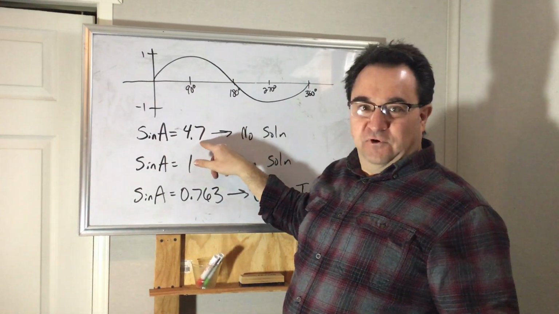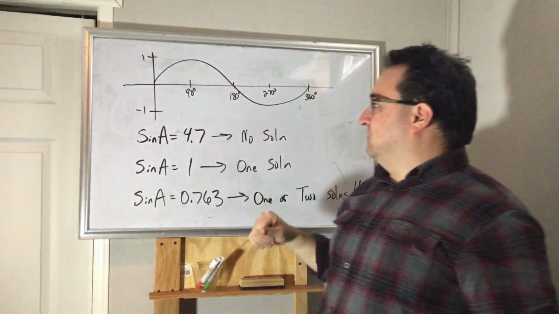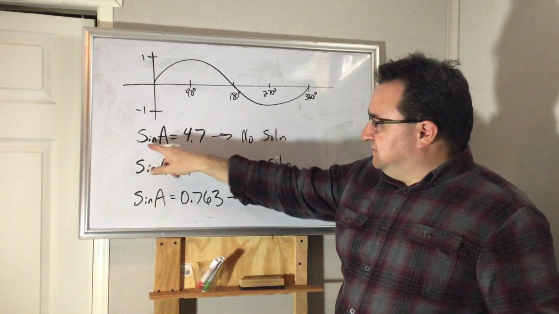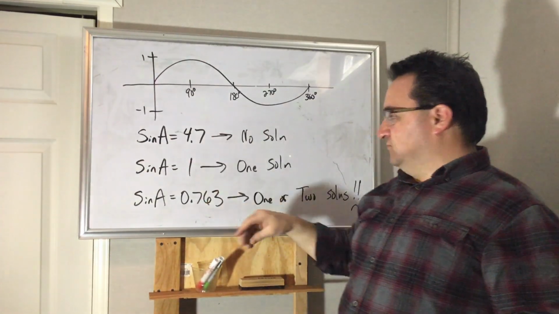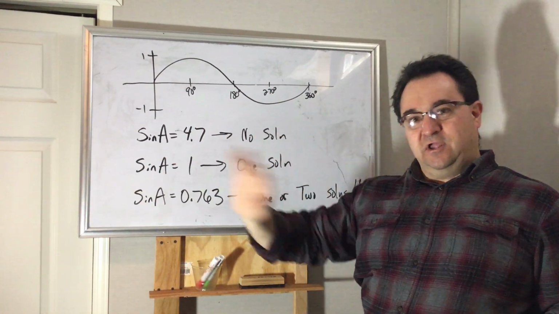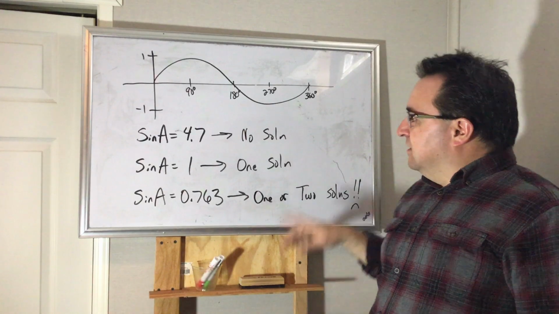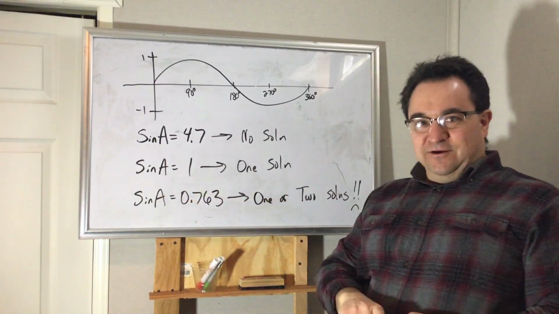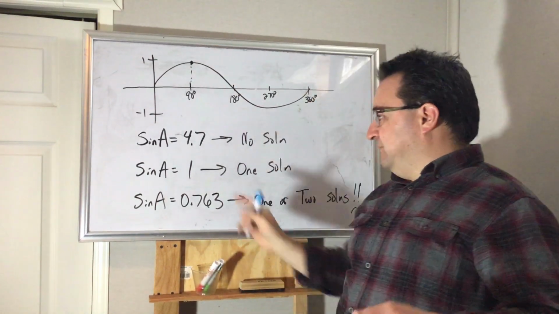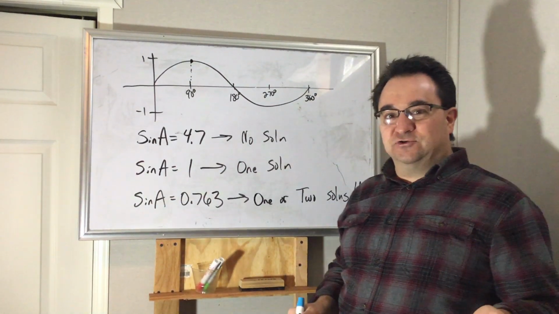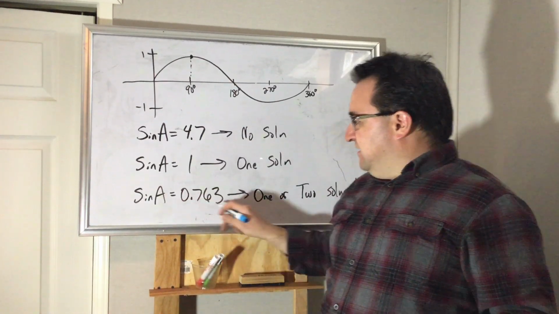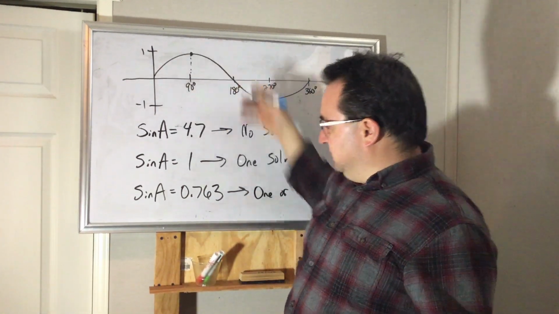Sine never goes over 1. Sine can never be 4.7. It never goes over 1. It never goes under minus 1. So if you see sine being something above 1 or below minus 1, those are the best because you're done. You just write no solution and you move on. If it's equal to exactly 1, there's only one time when that happens. That means it has to actually be a right triangle, and there's only going to be one solution. However, if it's anything between 1 and minus 1, you can pick your spot.